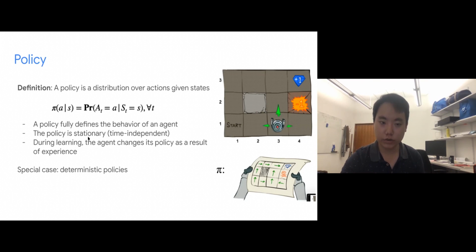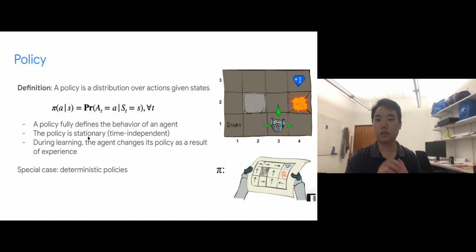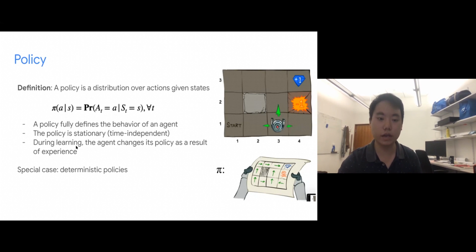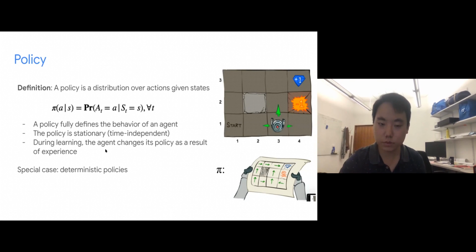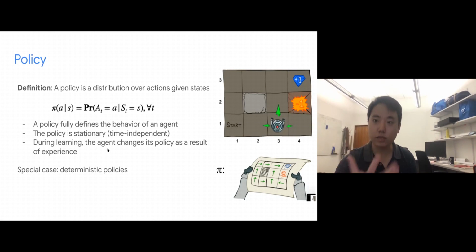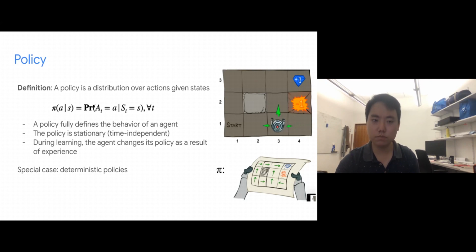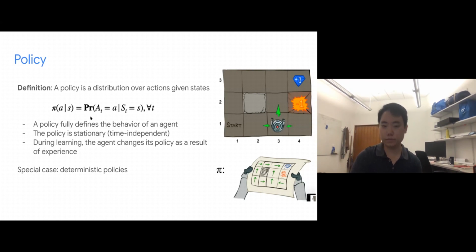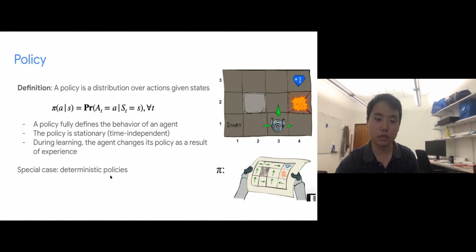The policy is stationary. That means once you've trained the policy, it just stays fixed. You don't change it anymore. It is during learning that you start with a random policy and collect experience in the environment to obtain a good policy. Most of the time, your policies are random. We'll see why we need that in a second. But as a special case, you can also reason about deterministic policies in very similar ways.